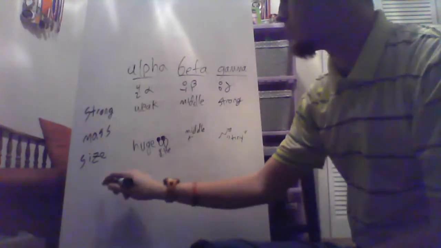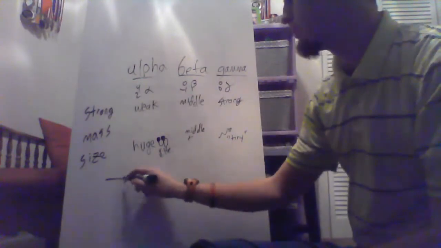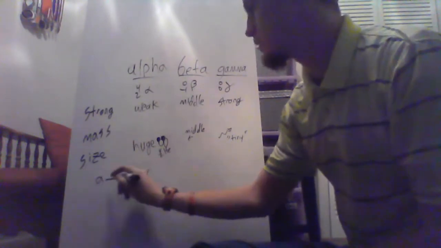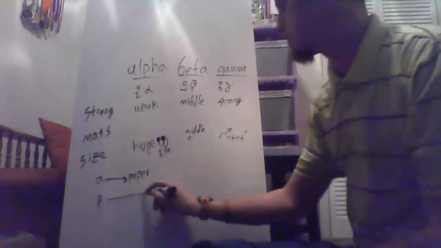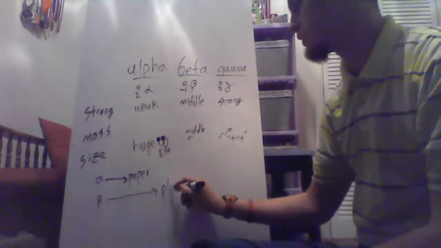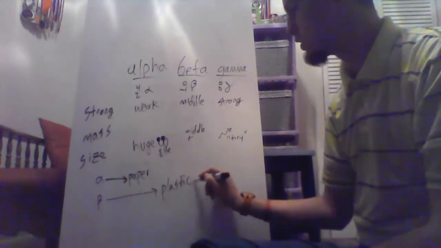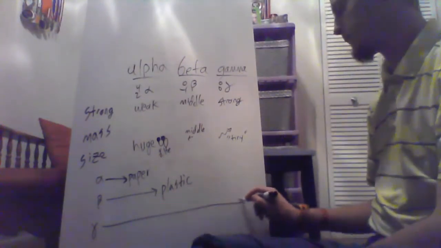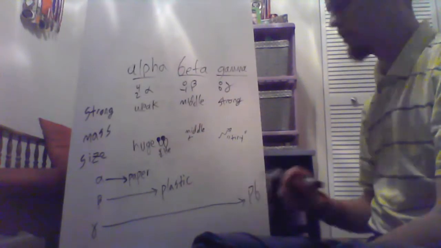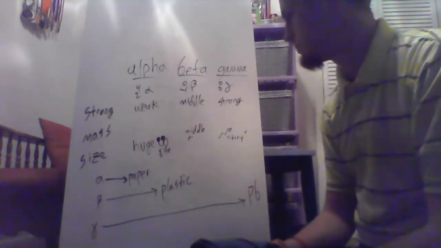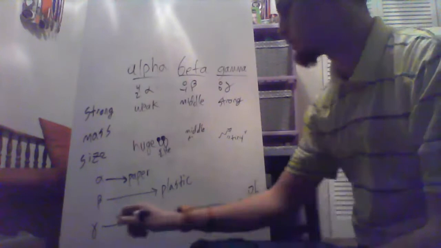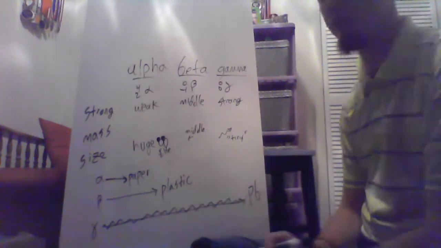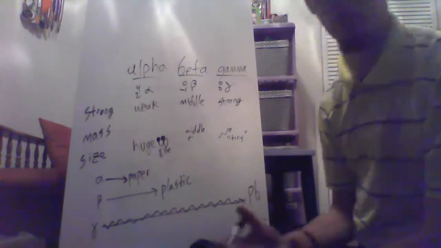So again, if you had something like this, alpha would be stopped with paper, beta will go all the way to plastic, and gamma is all the way out here with lead. By far the strongest. And to be honest with you, I should probably draw a little bit of a wave here, because it's energy. But that's really what it comes down to.